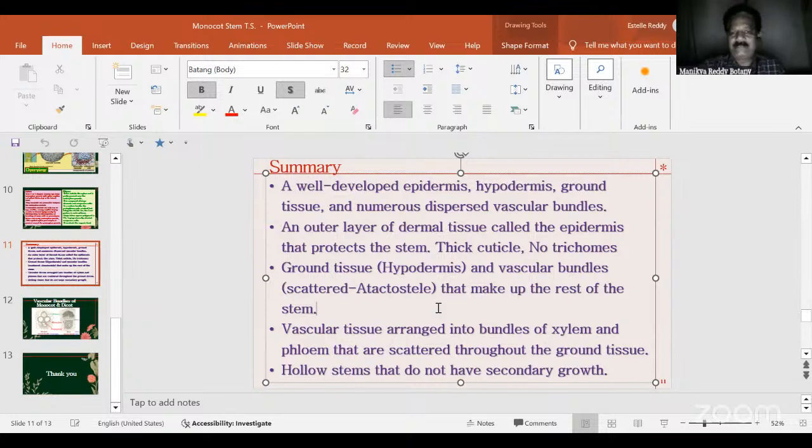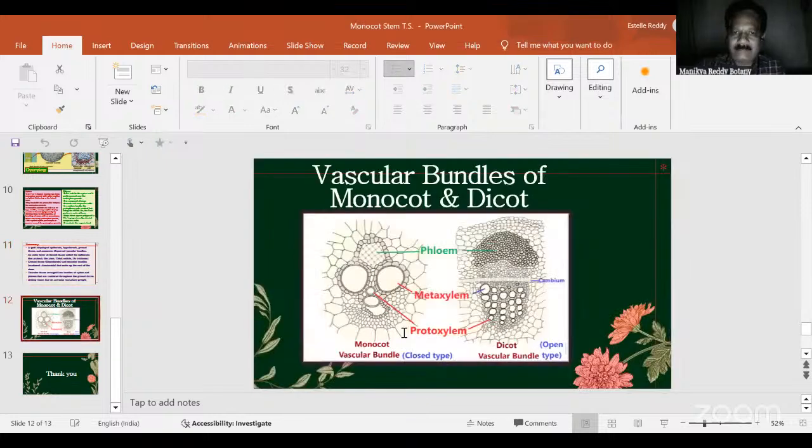And each vascular bundle, as we have seen in the ground plan, the peripheral vascular bundles are smaller and central ones are larger in size. And each vascular bundle is enclosed with a sclerenchymatous tissue. This sclerenchymatous tissue encloses. This is monocot vascular bundle. This is dicot vascular bundle.